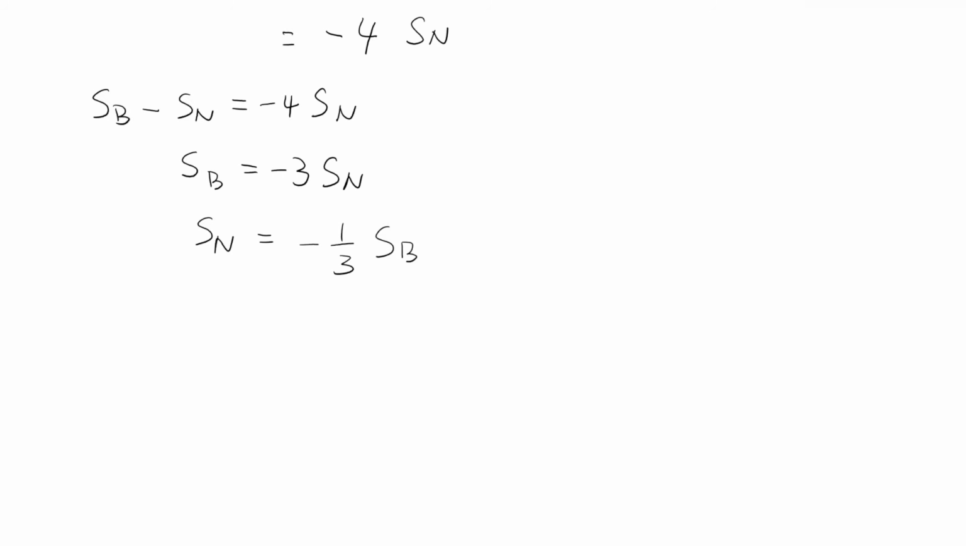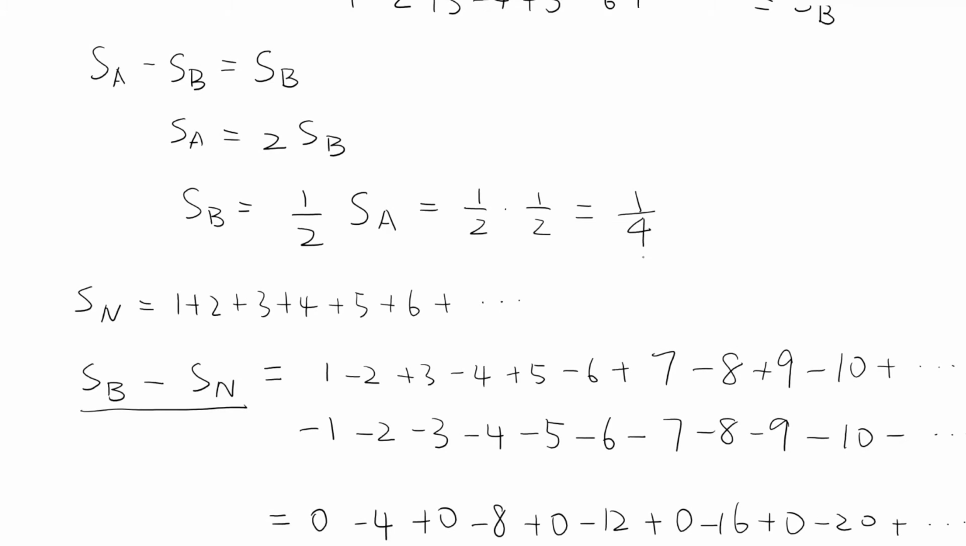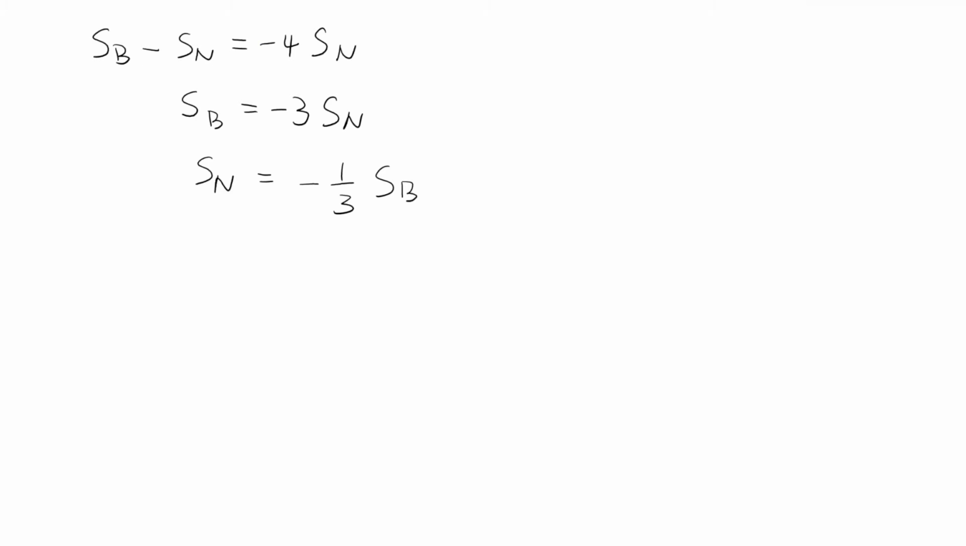But we know what S sub B is. S sub B is 1/4. We can use this result to say S sub N equals negative 1/3 multiplied by 1/4. Wait a second. That's negative 1/12. S sub N, the sum of all natural positive numbers, equals negative 1/12.